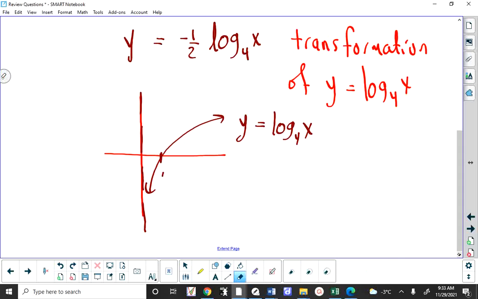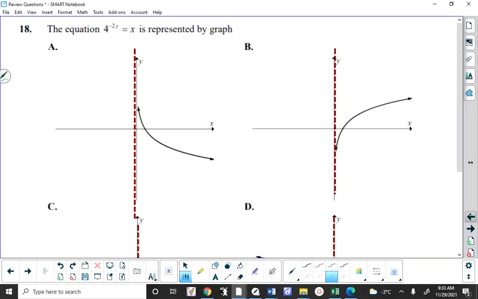So I need to reflect that and stretch it vertically by a factor of 1/2, which means everything is going to get half as close to the x-axis. If I were to do that stretch first, it's going to land roughly here. If I reflect it, it's going to look something like that. So now you're going back to your choices and you're looking for something, well, it's A. Does that make sense? Okay. Other questions?